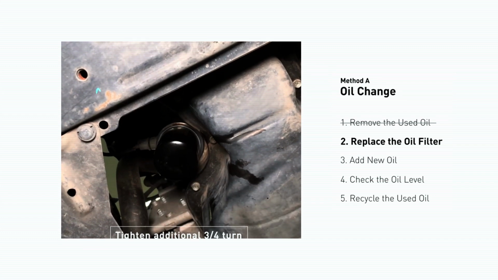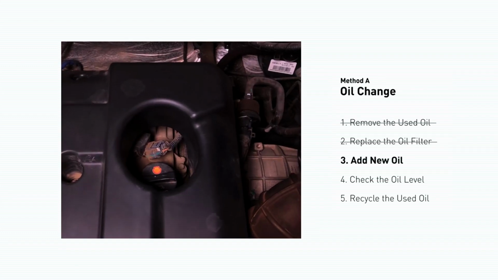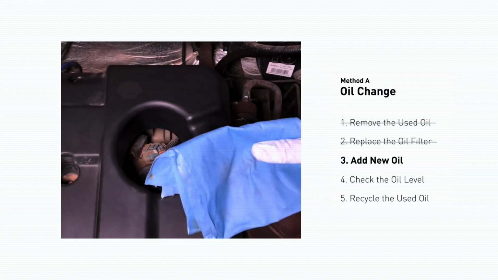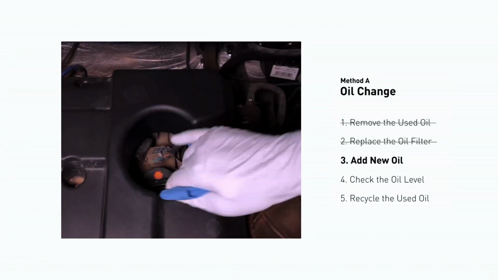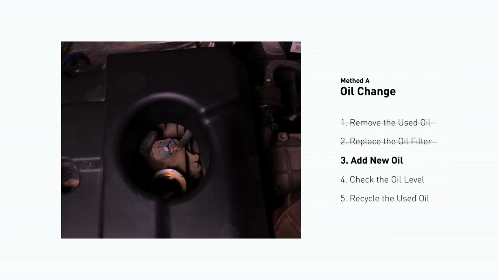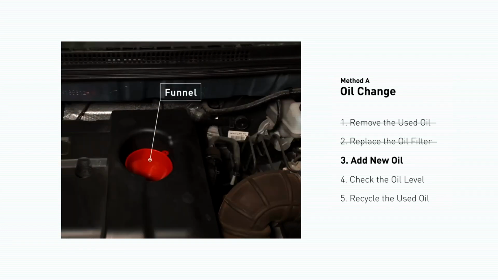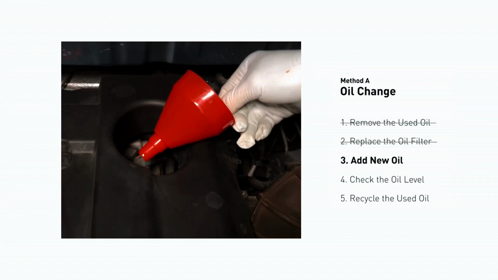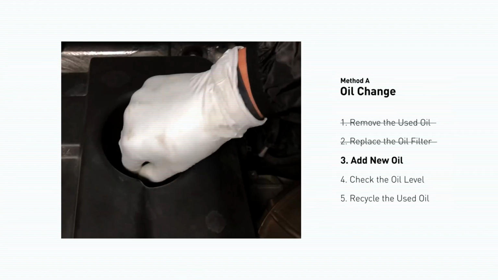To fill the vehicle with fresh oil, you should first locate your oil fill cap at the top of the engine. Take the cap off. Place the funnel into the opening. Add the amount of oil specified in your owner's manual, and then replace the cap. After the oil change, start the engine and let it run for a minute to bring your oil pressure up, and recheck your oil level.